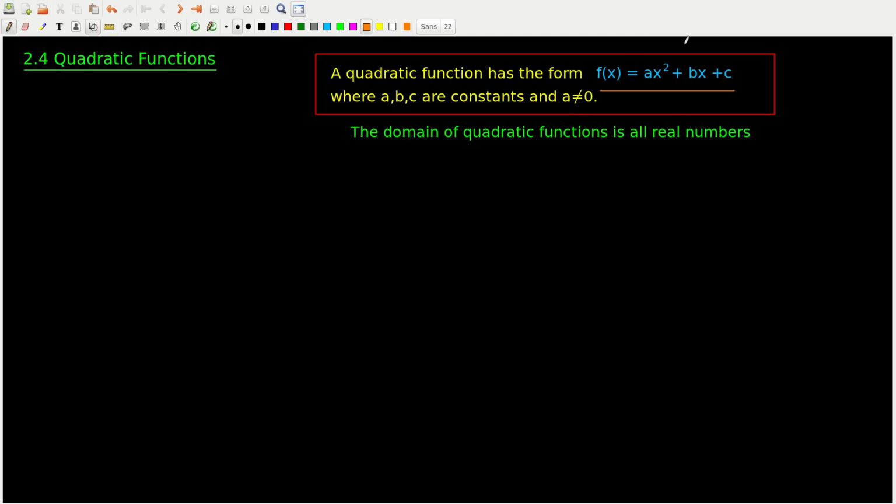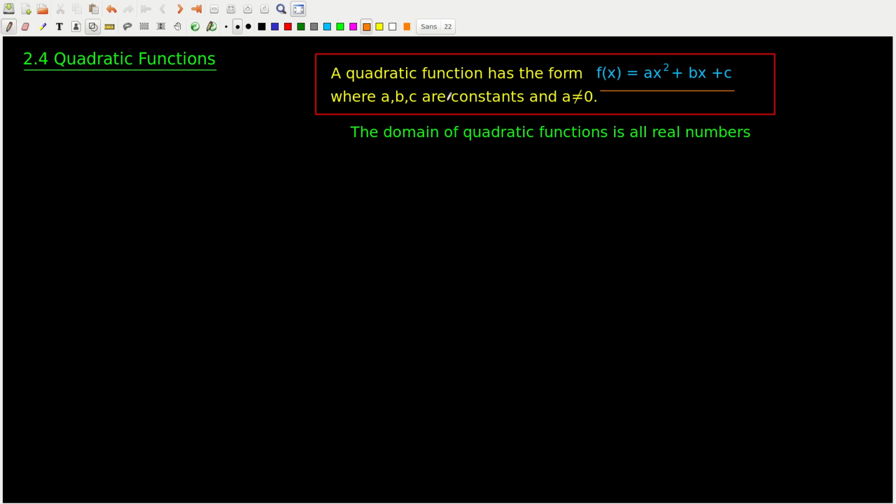These are functions that have a highest power of 2 in their expansion. So we've got ax squared plus bx plus c. The a, b, and c are just real numbers. A is not 0, because if a was 0, then that term would not be there and it would just be a linear function. So a is not 0, but a, b and c are just some real numbers.